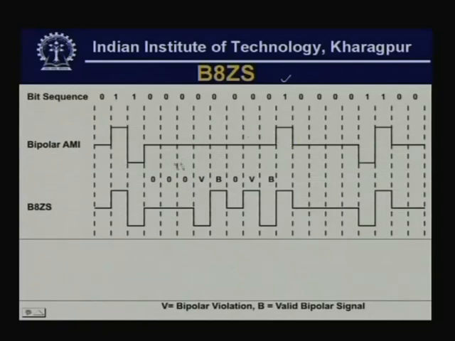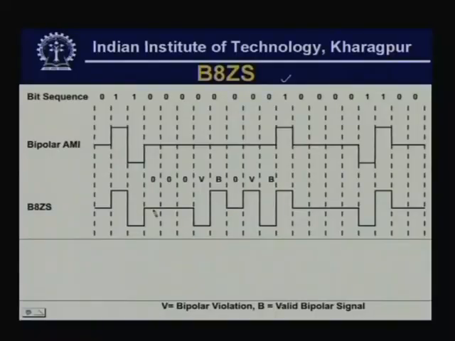Now, these 8 zeros are replaced by 0 0 0 V, and here V stands for bipolar violation. Why are we introducing violation? You may be asking, why violation? The reason for that is the other side should be able to understand that this is not a proper code. So, it has been forcibly introduced for the purpose of synchronization.